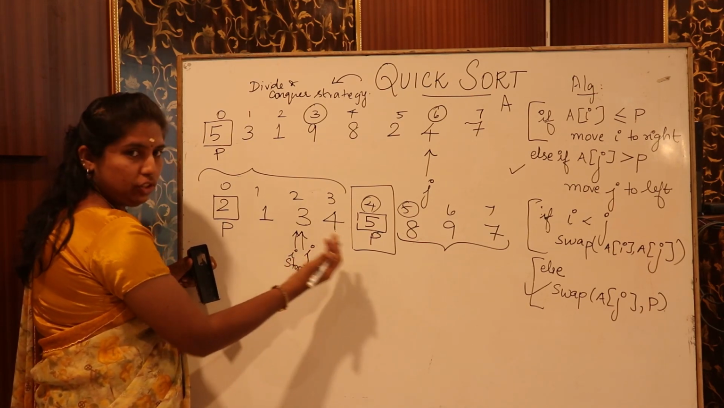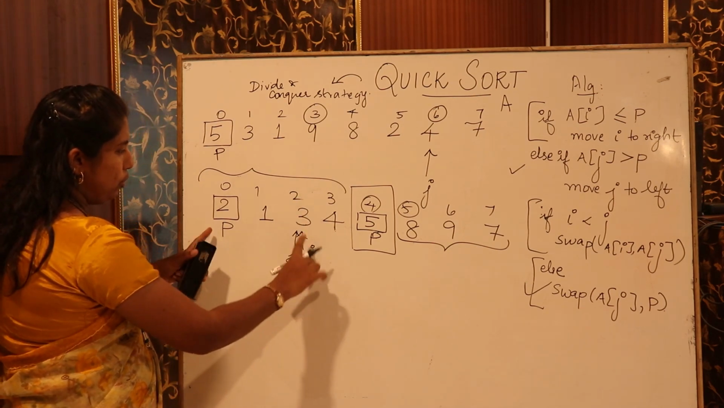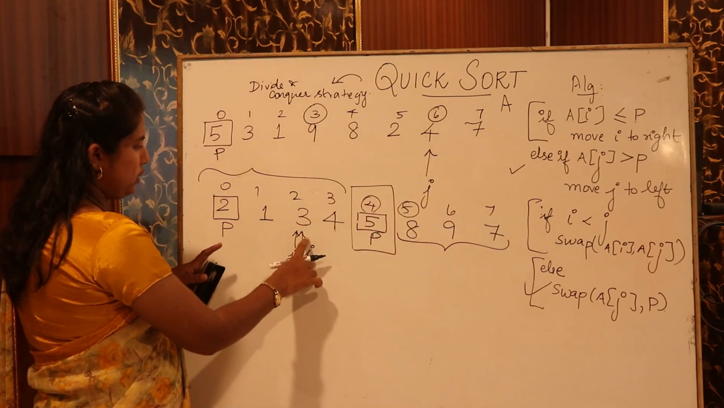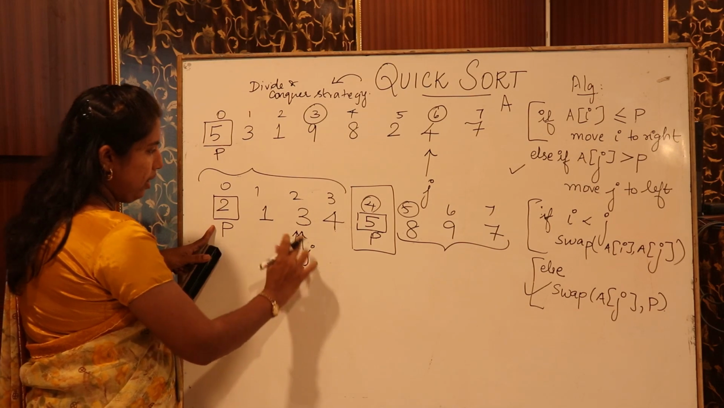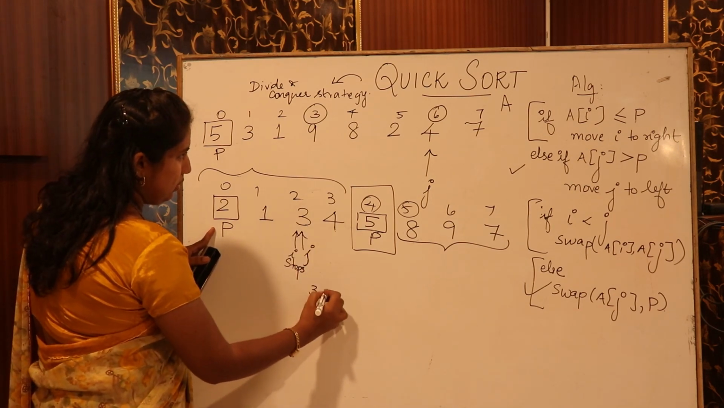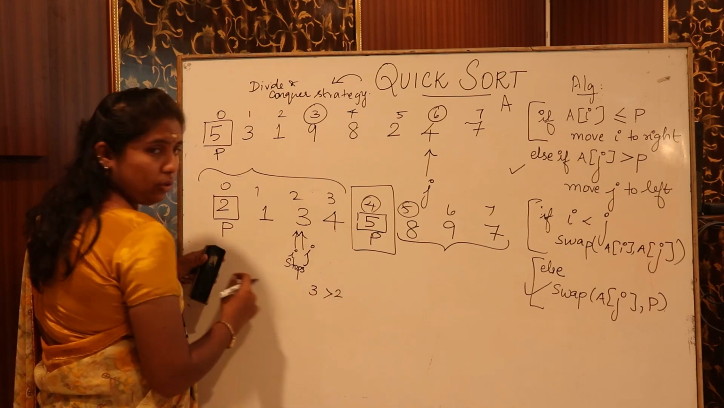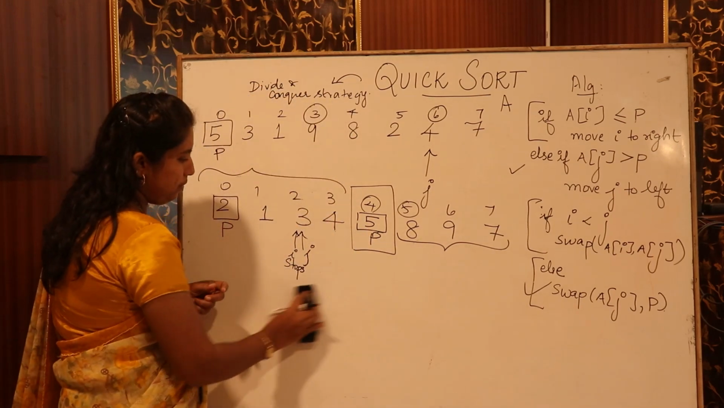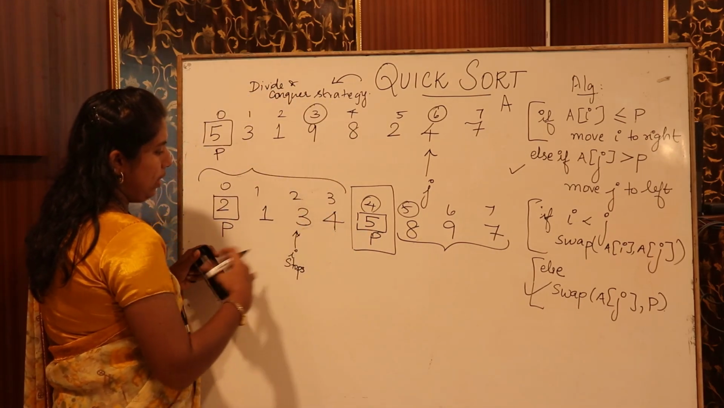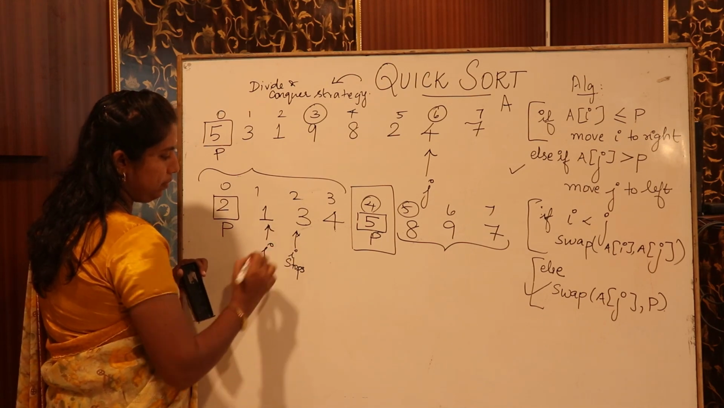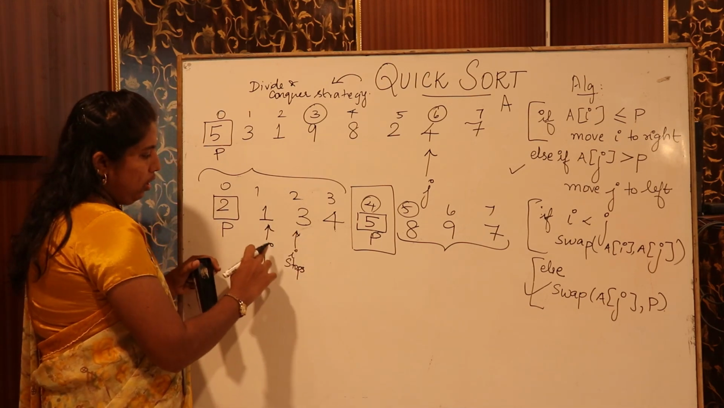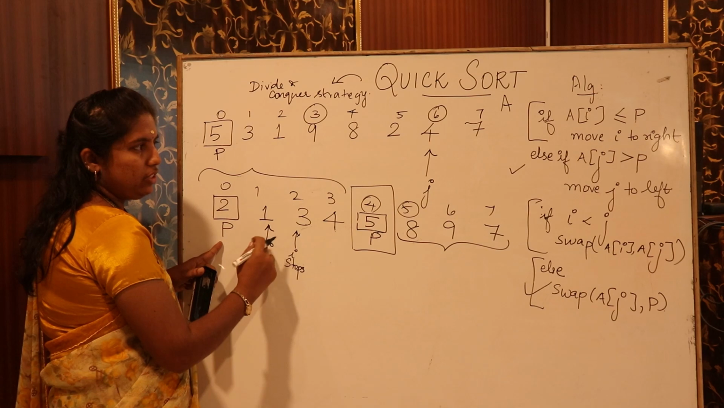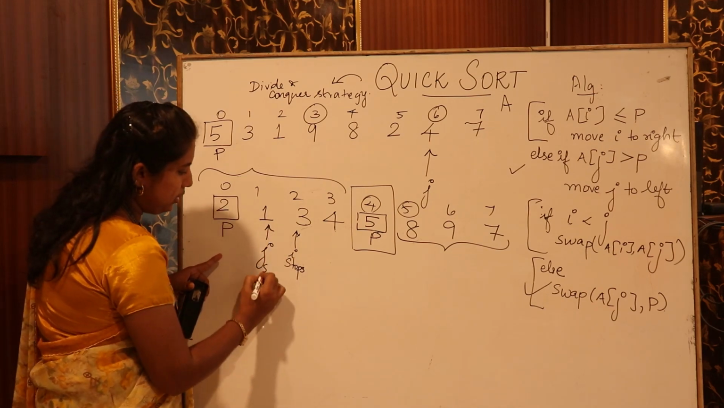Next, I'll move on to the j pointer. j is at this index 2. So I'll be checking if A of j is greater than pivot. Is it correct? Yes. So 3 is greater than 2. So the condition becomes true, which means I have to move this j to left. I'll be moving this j to left. As I told you, again we'll be checking the condition. If A of j is greater than pivot, then I have to move the j to the left, but it is not so. The condition stops here.